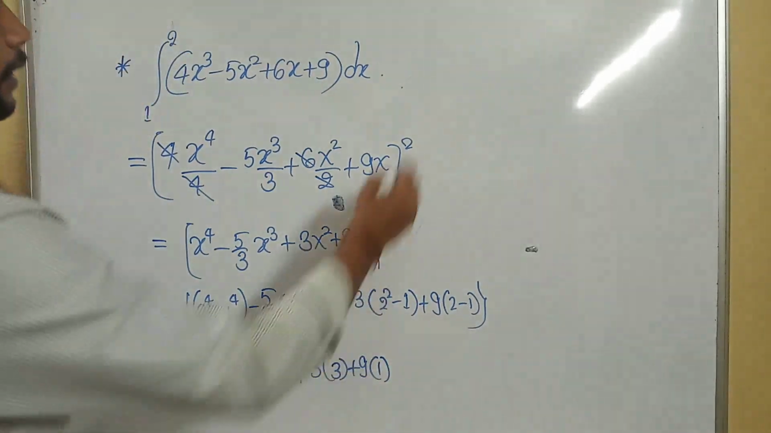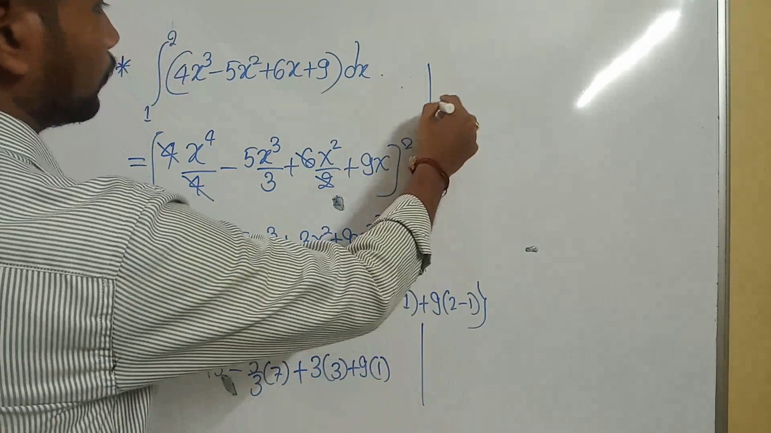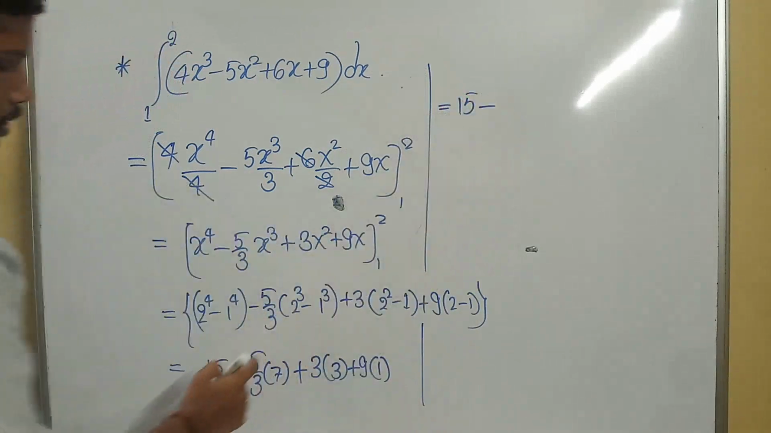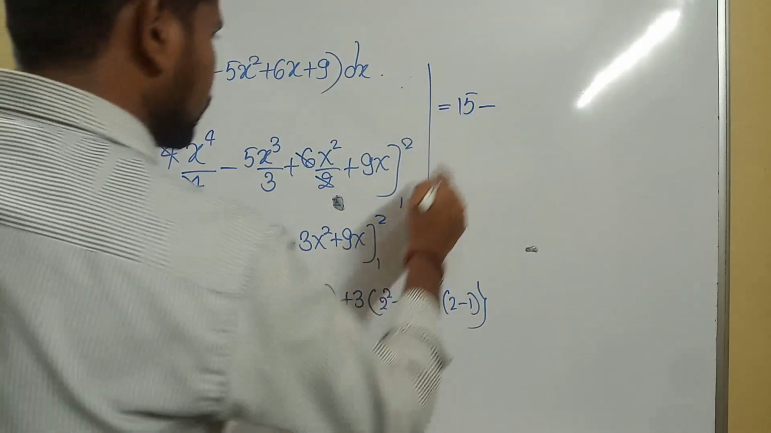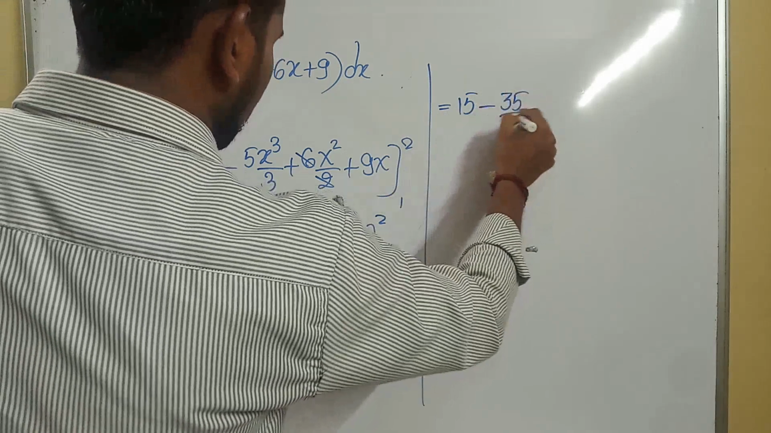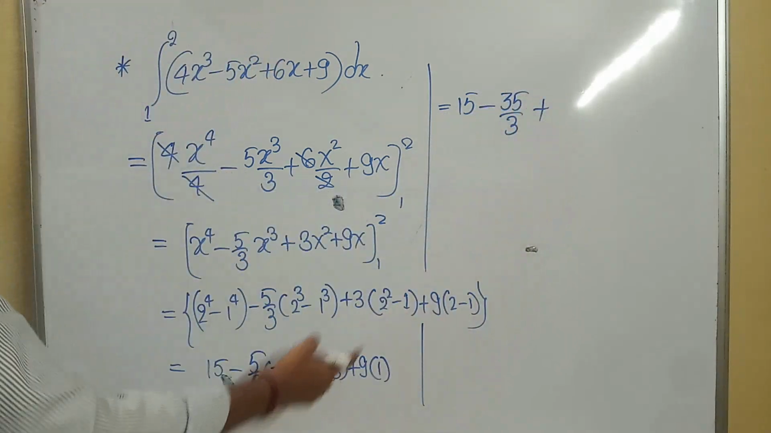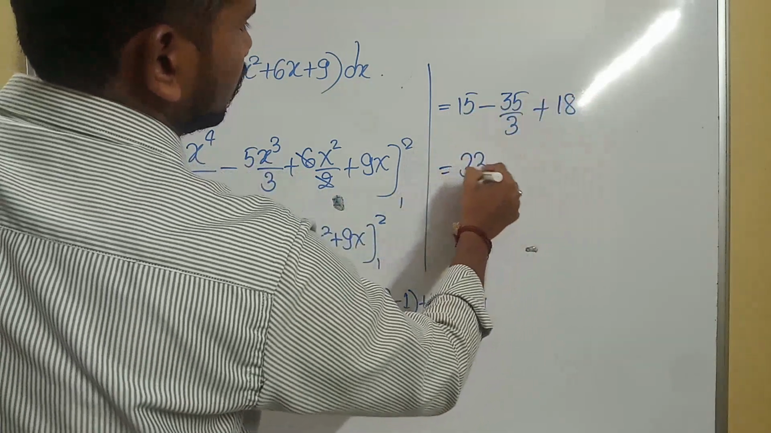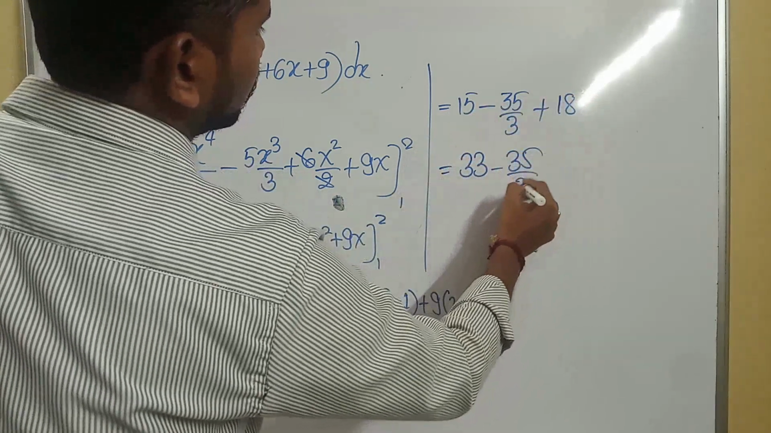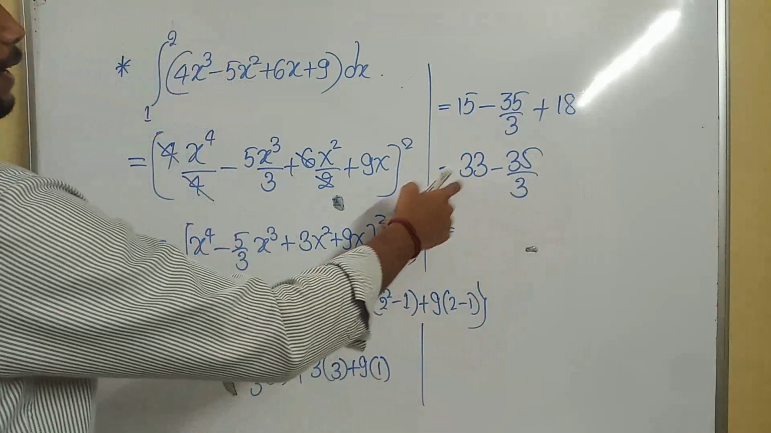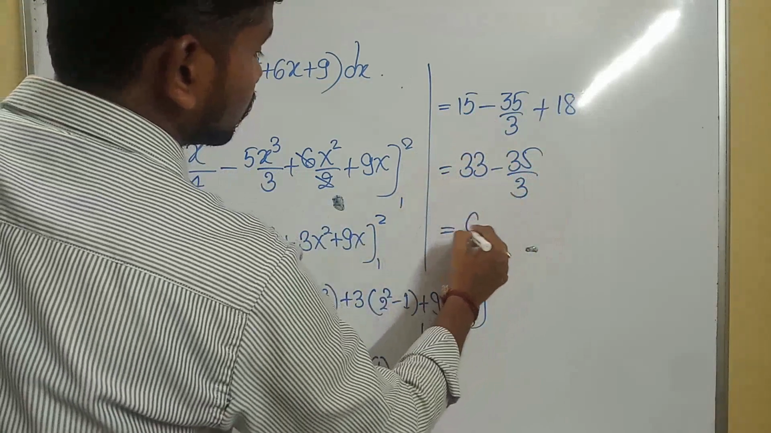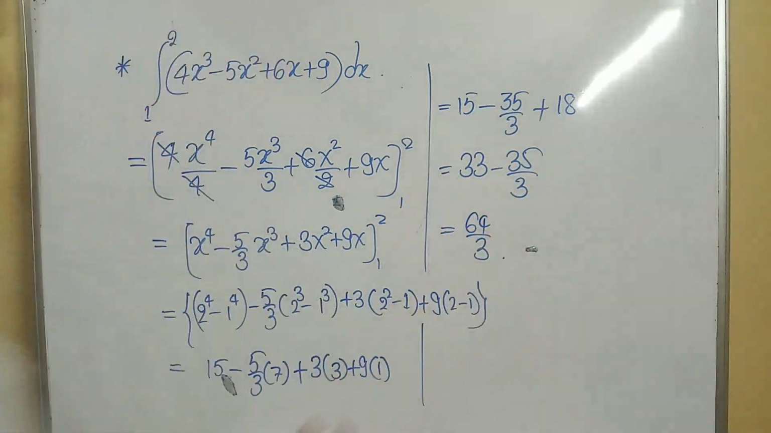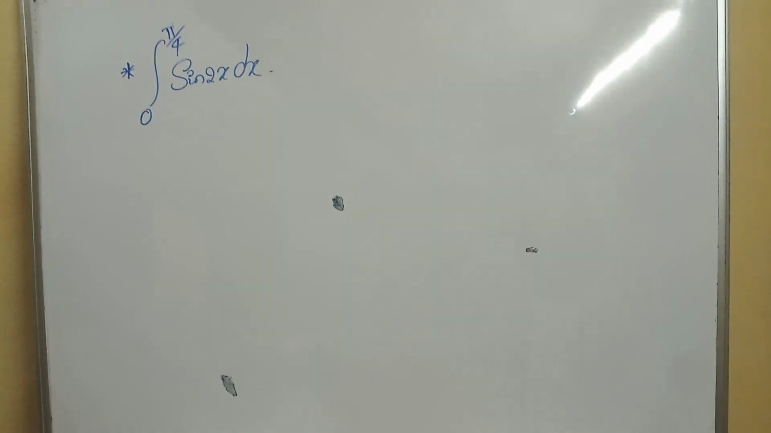Got it? Then the next step will be 15 as it is minus 5 into 7, 35 divided by 3. Okay, plus 3 into 3, 9. 9 plus 9 will be 18. 18 plus 15, 33 minus 35 divided by 3. 3 into 33 will be 99 minus 35 will be 64 by 3. Got the point clearly? Observe the next example.